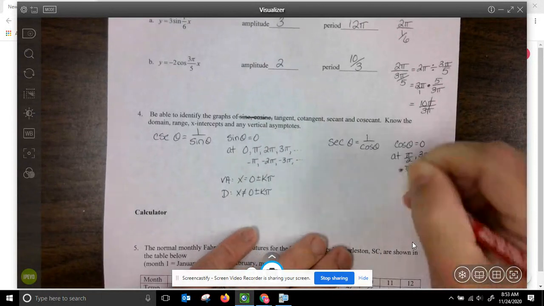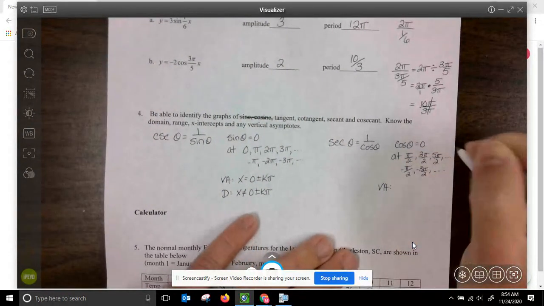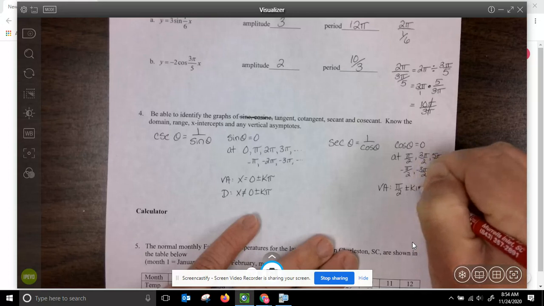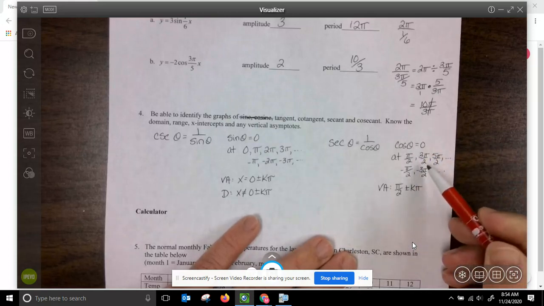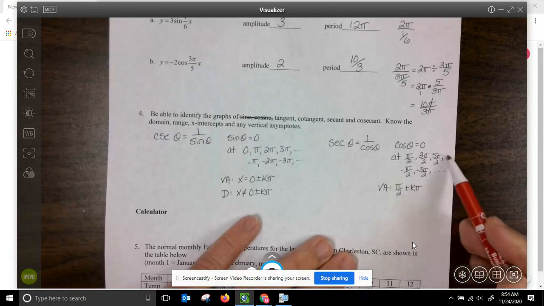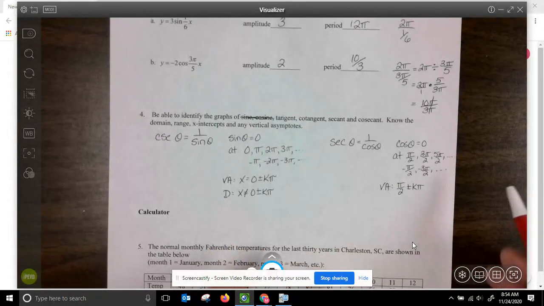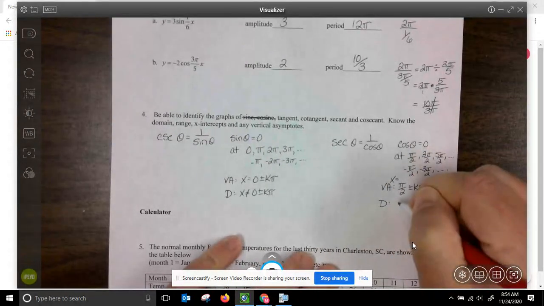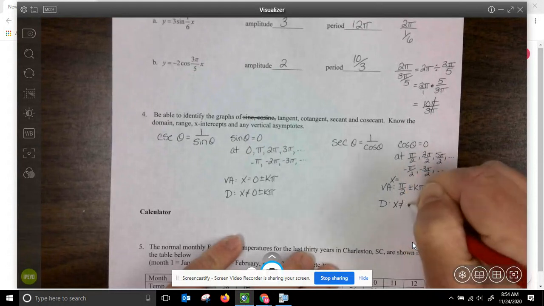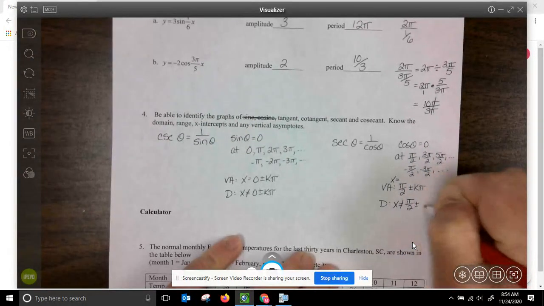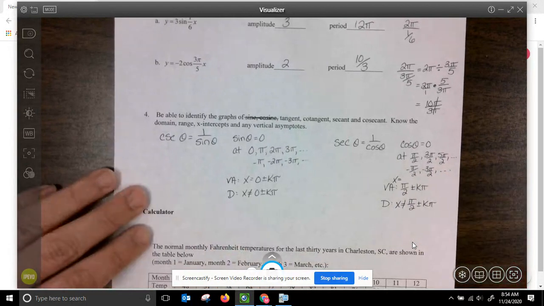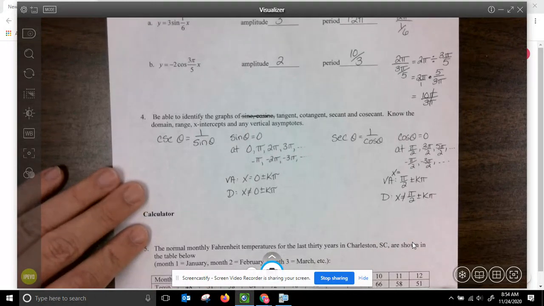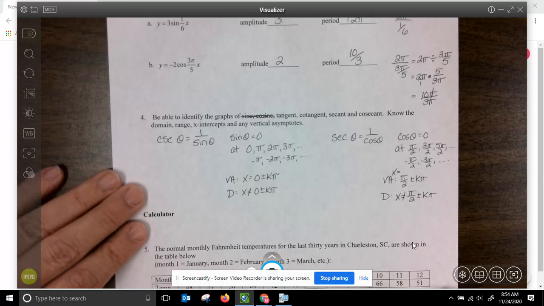All right, and negative pi over 2, negative 3 pi over 2, etc. So my vertical asymptotes here are actually pi over 2 plus or minus k pi, because every time you're adding pi, you're adding 2 pi over 2. That's how we keep getting all of these, or subtracting to get all of these. Again, my domain, and this should be x equals these things, is everything except that. So this is an easy way to remember these without having to just stare at a sheet and memorize stuff.